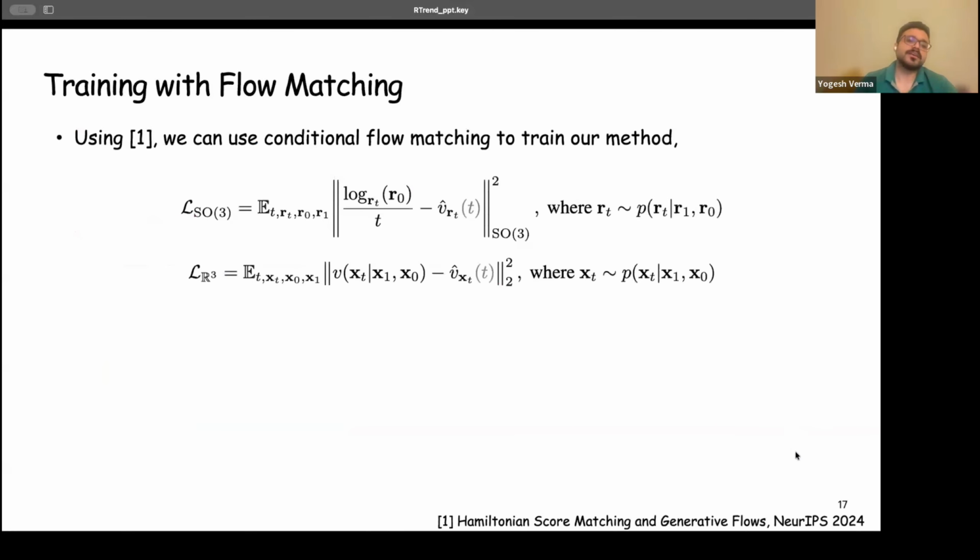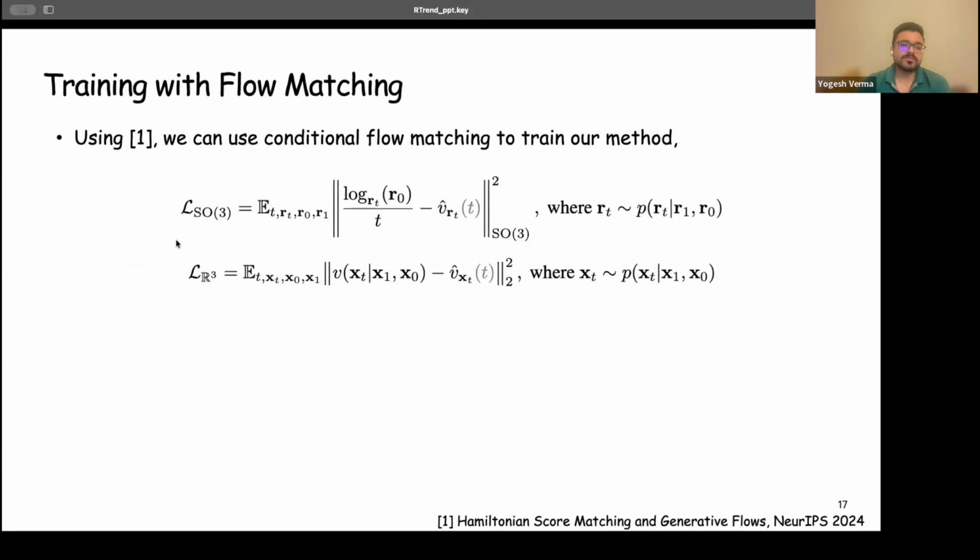We utilize flow matching to train our method. It has been seen that if you define a certain Hamiltonian dynamics, you only need to learn the velocity in the reverse direction. You don't need to simulate the second order dynamics in reverse. You can just directly train by fitting the velocity rather than using anything else. So conditional flow matching works perfectly well. It has been proven, so we utilize conditional flow matching to train our method.